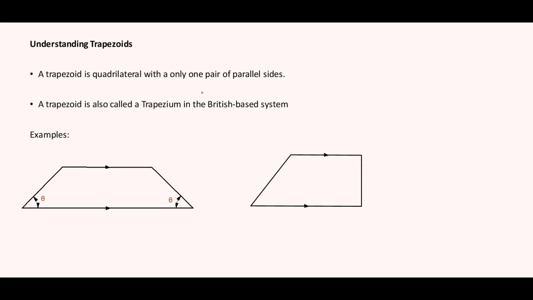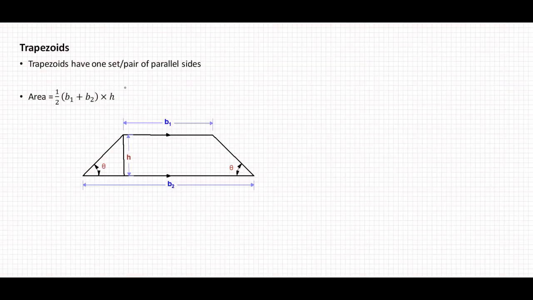A trapezoid is a quadrilateral. A quadrilateral just means a four-sided figure, with only one pair of parallel sides. You can see from the example here, this side and this side are parallel. Also here, this side and this side are parallel. A trapezoid is also called a trapezium in the British-based system. Whichever one you prefer to call it, they're the same thing. The trapezoid has only one pair of parallel sides.